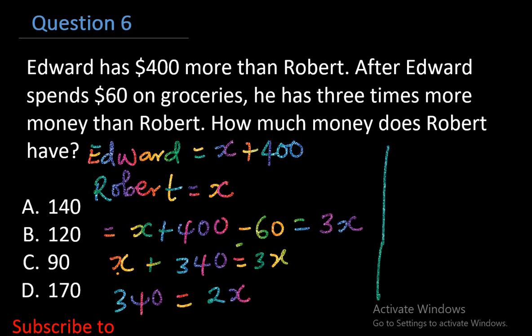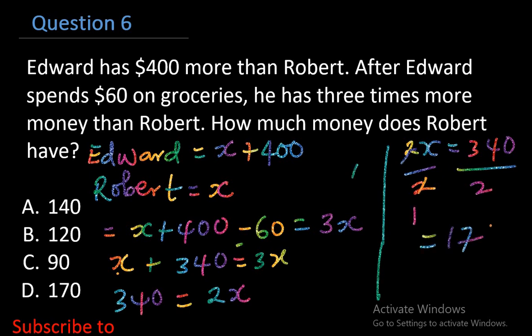So to get the value of x, here you have 2x equal to 340. You simply divide both sides by 2. 2 here 1, 2 here 1. 2 into 340 is 170. What is x? Robert's money. How much money does Robert have? That's 170.